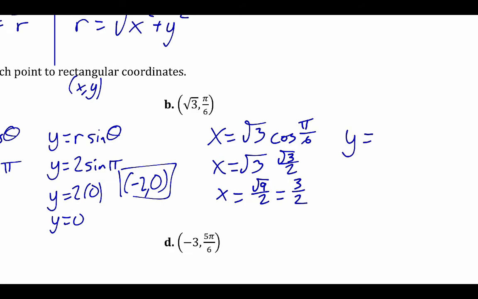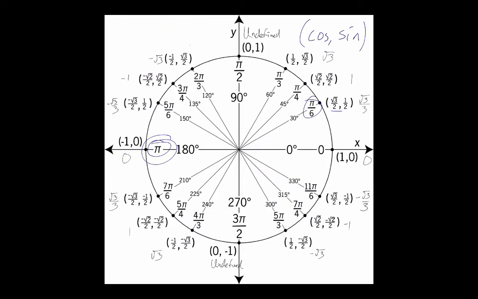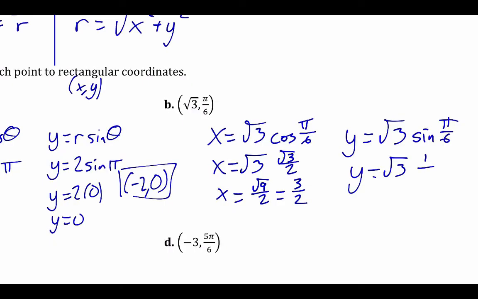Y equals r times the sine. So r, again, square root of 3 times the sine of whatever angle is, pi over 6. So we got y equals square root of 3, again going to the unit circle. The sine at pi over 6 is 1/2. So we have square root of 3 times 1/2. Cleaning that up a little bit, we're just going to make that the square root of 3 over 2. So the x coordinate, 3 over 2. Y coordinate, square root of 3 over 2.